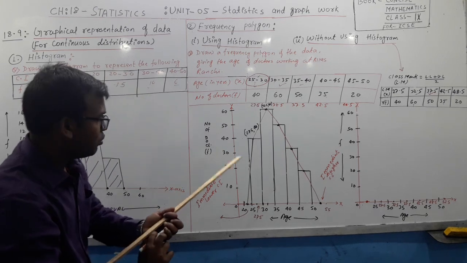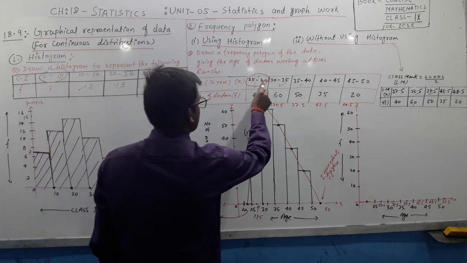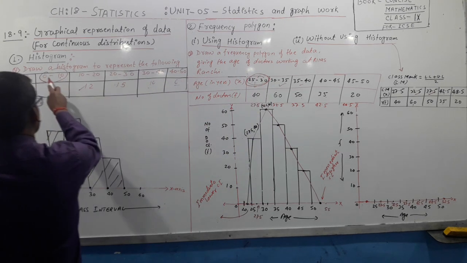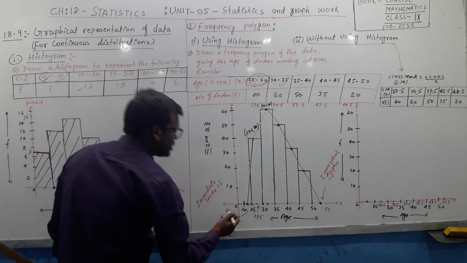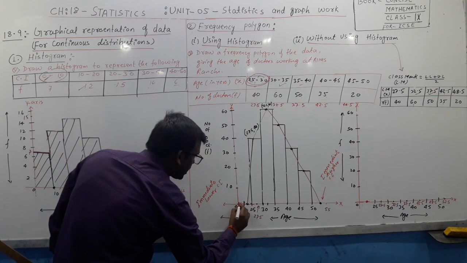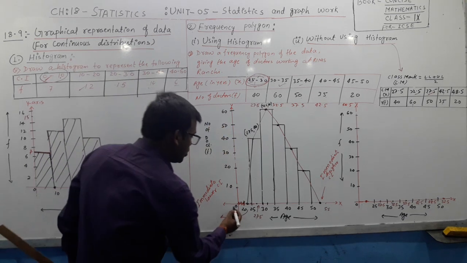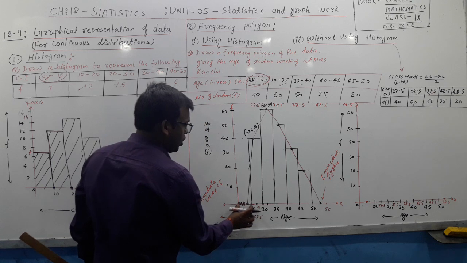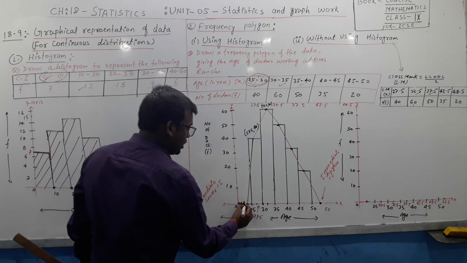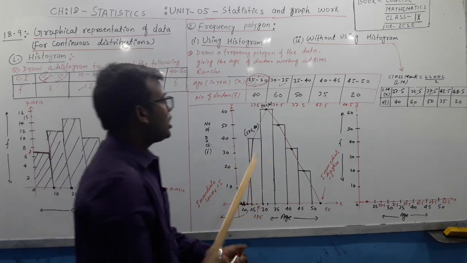Okay, and one more important thing here. Since the first class interval does not start from 0 and here it starts from 25, we need to draw one zigzag line. Why? Since 0 to 20 and 20 to 25 are not the same range. That's why it is required.